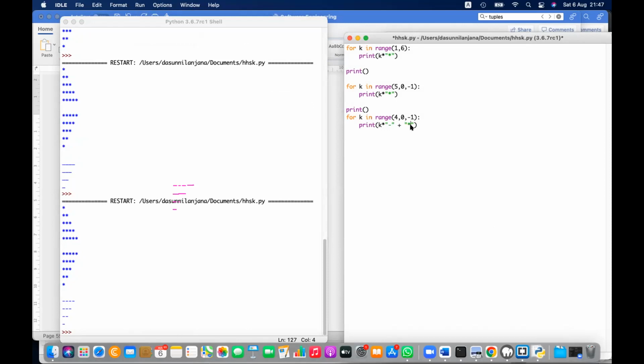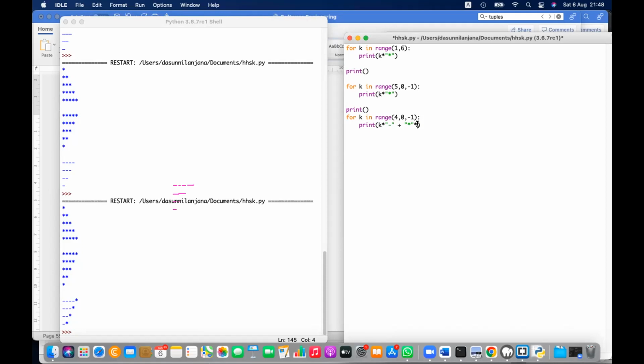I can concatenate, adding that as a chain. That is called concatenation, not mathematical addition. When I print like that, you can see it's 1, 2, 3, 4. But how many asterisks do I need? First time, 1 asterisk. The second time, 2 asterisks. Third time, 3 asterisks. The next time, 4 asterisks. Next time, 5 asterisks. That means I need to increase the asterisks from 1 to 5.